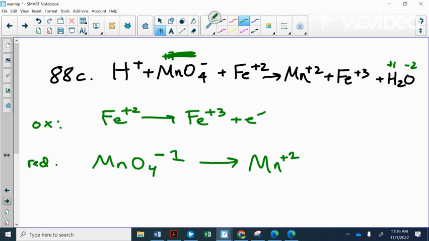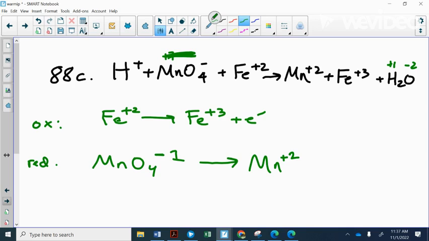In the answer, I got the same answer as you. If you formatted it differently, do they have to be in the same order? No. As long as what's before the arrow is before the arrow, and what's after the arrow is after the arrow, the order is irrelevant. Okay? So there's 1 Mn, 1 Mn.